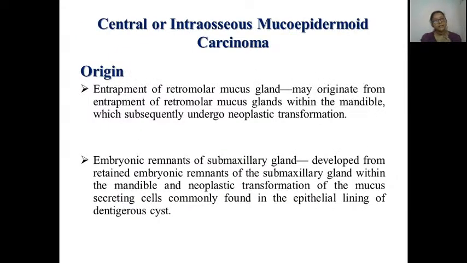The second category, the first one was peripheral, and this is the central or intraosseous mucoepidermoid carcinoma. Its cause may be entrapment of retromolar mucus glands within the mandible, which subsequently undergo neoplastic transformation. It may develop from the retained embryonic remnants of the submaxillary gland within the mandible, or from neoplastic transformation of the mucus secreting cells commonly found in the epithelial lining of the dentigerous cyst.